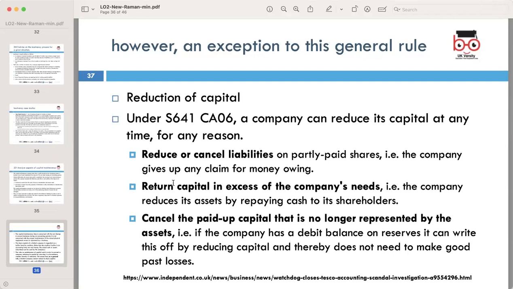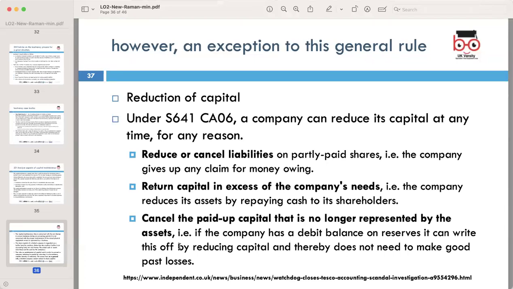The company relinquishes any claim for money owed on these shares, then returns capital in excess of the company's needs. The company reduces its assets by repaying cash to its shareholders. Then, it cancels paid-up capital that is no longer represented by assets. So if the company has a debit balance on reserves, it can write off this balance by reducing capital, eliminating the need to make good past losses.